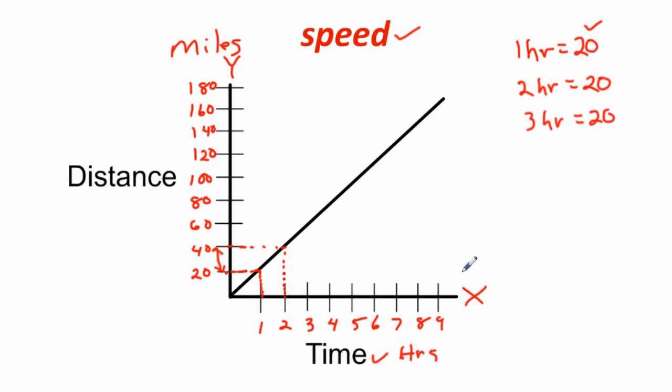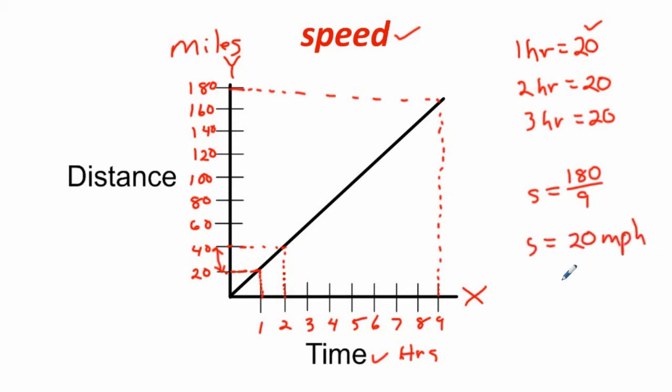Let's try that. I'm going to say the entire trip took us 9 hours. It looks like this line might be a little longer than that, but I'm going to come up 9 hours, and this isn't quite drawn right, but I'm going to say it was 180 miles. So speed equals 180 divided by 9. S is equal to 20 miles per hour. There you go. That's our average speed again for the entire trip. And it matches what we did each hour because this is a constant speed. It's a nice straight line, so this is a constant speed.